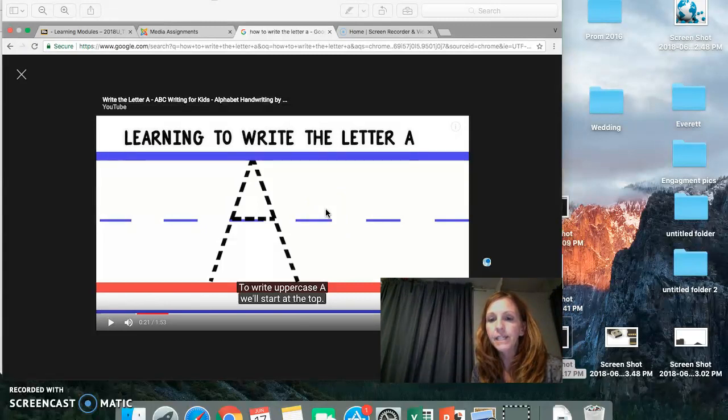Today, during our free time, I would like you to practice writing our letter A. We always start at the top and draw a diagonal line down. We trace it right back up. We draw another diagonal line down. We pick up our pencil and draw a horizontal line across.